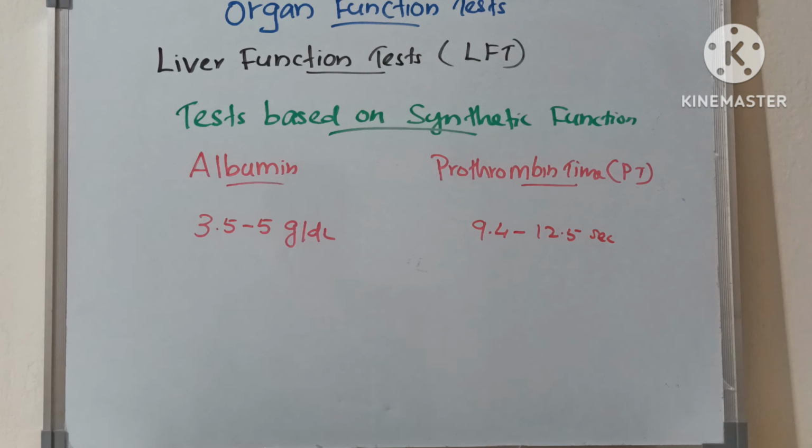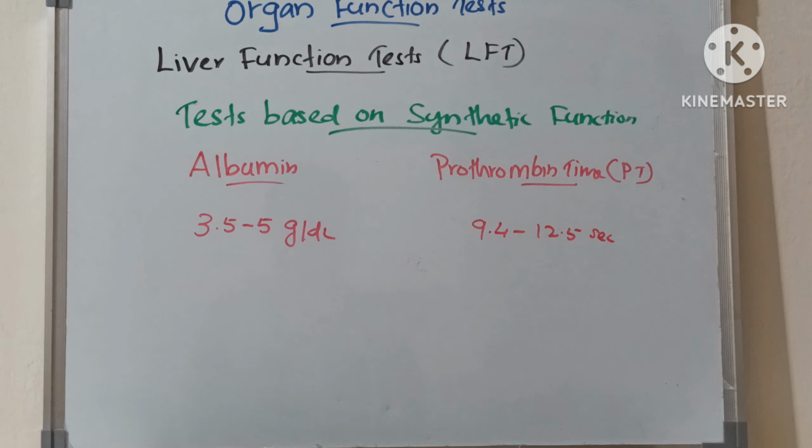Third classification is tests based on synthetic function. Two tests are there, albumin and prothrombin time. Albumin is the major protein in plasma which is synthesized by liver. Normal range is about 3.5 to 5 gram per dl. If level is below 2.5 gram, it indicates liver disease.